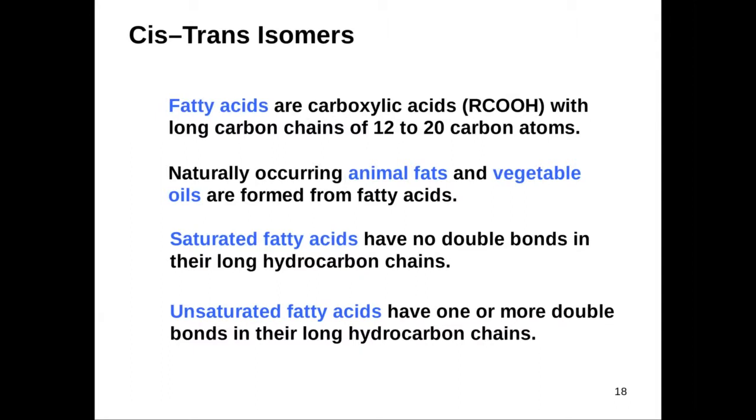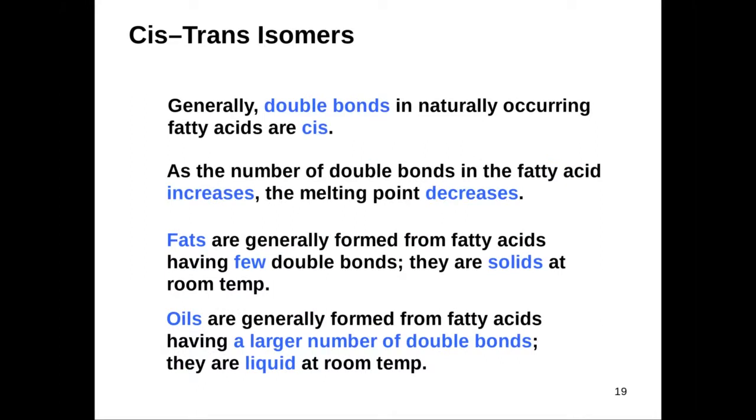Now, they are naturally occurring. They occur in animals, they occur in vegetable oils, right? And vegetable oils are formed from fatty acids. Saturated fatty acids have no double bonds, as their name implies, whereas unsaturated fatty acids have one or more double bonds in their long hydrocarbon chains. So when you look at a food label and it says unsaturated fatty acid, or unsaturated fat or saturated fats, that's what it's getting at, right? The presence of double bonds.